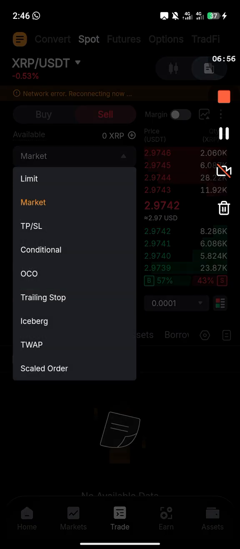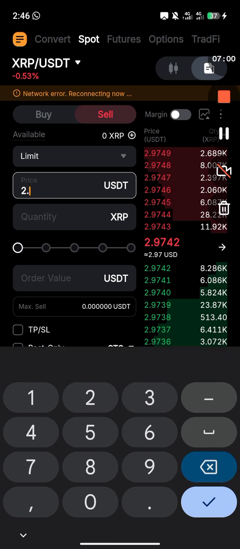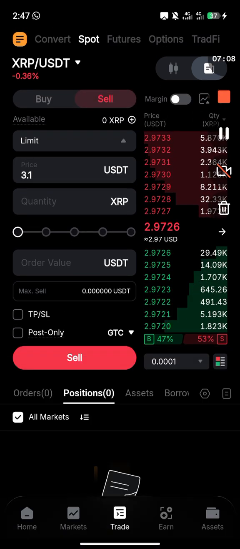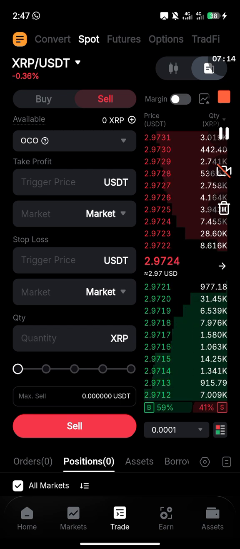All right. Or let's assume I want to sell at a particular limit. Okay, if it gets to this price of 3.1, I want to sell. All right. But I would advise you use OCO. OCO enables you to set your TP and your SL. We call it take profit and stop loss.